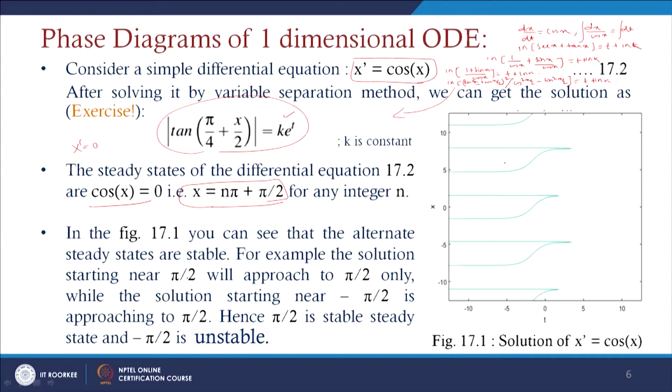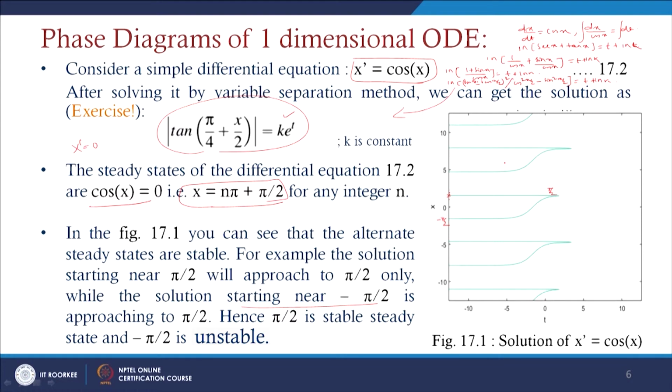For example, the solution starting near pi by 2 will approach pi by 2 only. If you perturb close to its neighborhood values, then obviously it will come to that value. And if you see here, when we start near minus pi by 2 also, then suddenly this graph is approaching towards pi by 2. Hence, we can say that pi by 2 is a stable steady state, and minus pi by 2 is unstable.